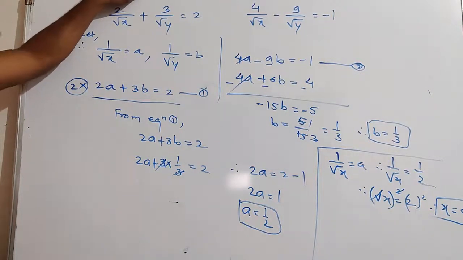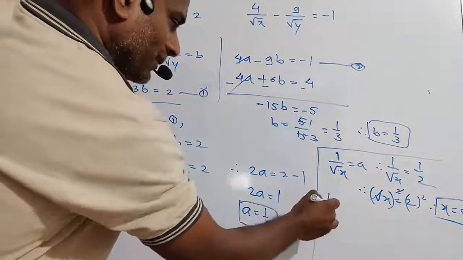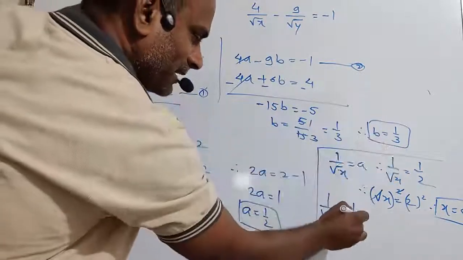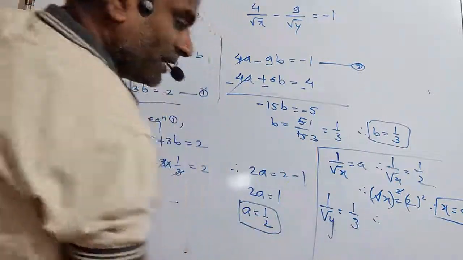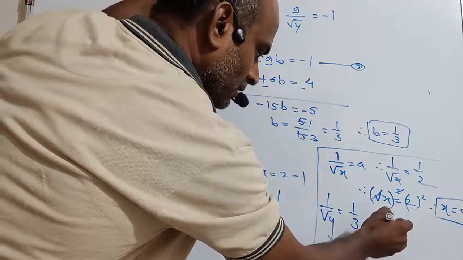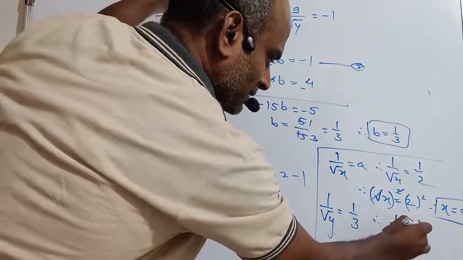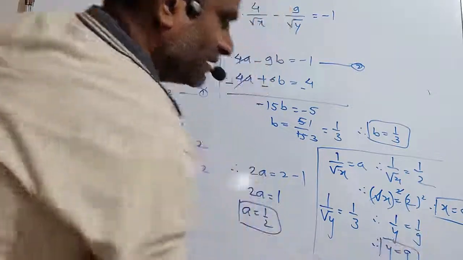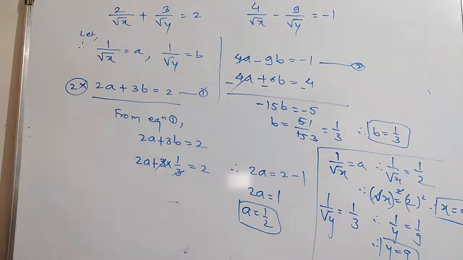The same way, 1 upon root y is equal to b, and b is 1 by 3. Therefore squaring both sides you will get 1 upon y is equal to 1 upon 9, which means y is equal to 9. So x is equal to 4 and y is equal to 9 is the correct answer.